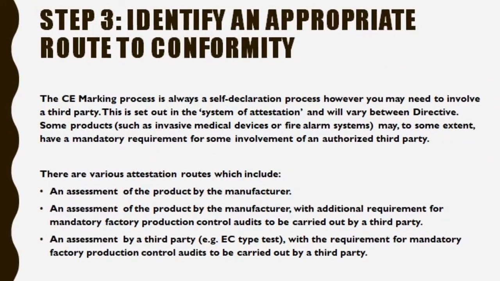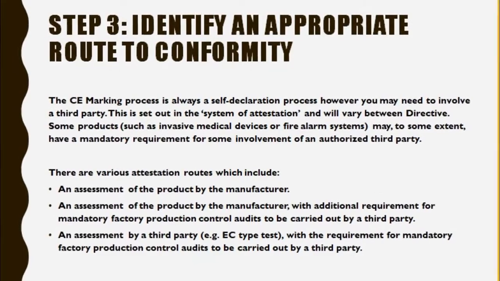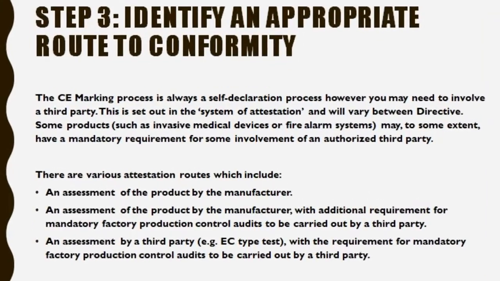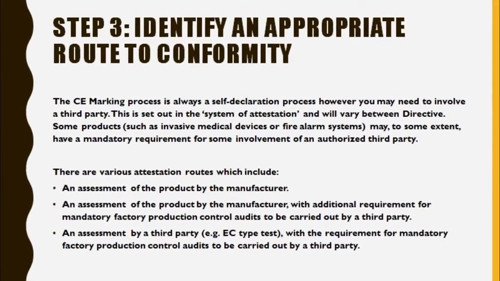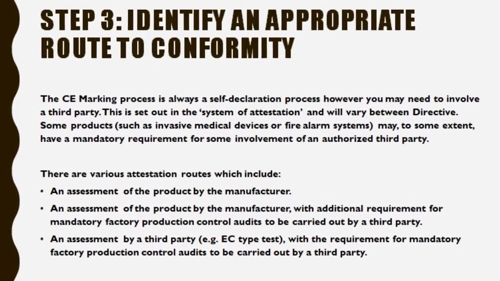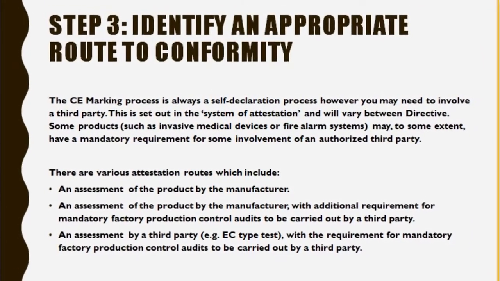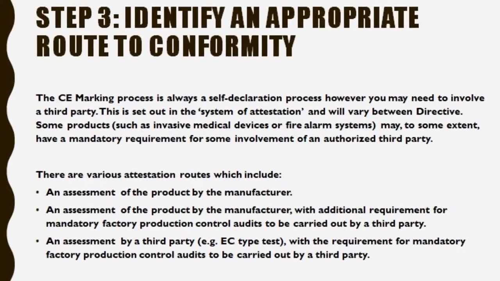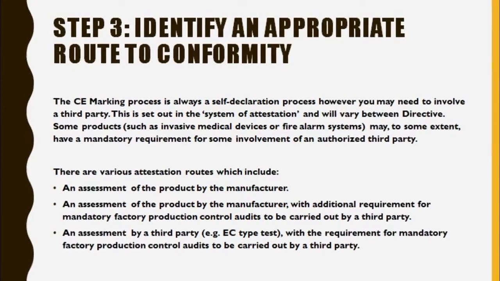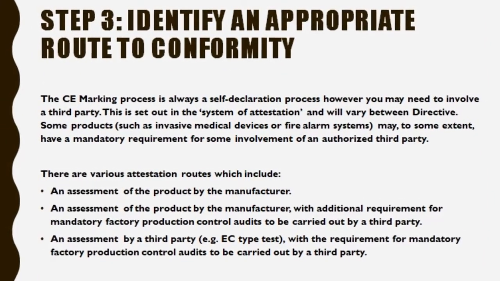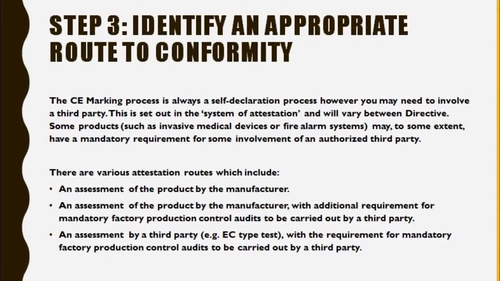Step 3. Identify an appropriate route to conformity. The CE marking process is always a self-declaration process. However, you may need to involve a third party. This is set out in the system of attestation and will vary between directives. Some products such as invasive medical devices or fire alarm systems may, to some extent, have a mandatory requirement for some involvement of an authorized third party.